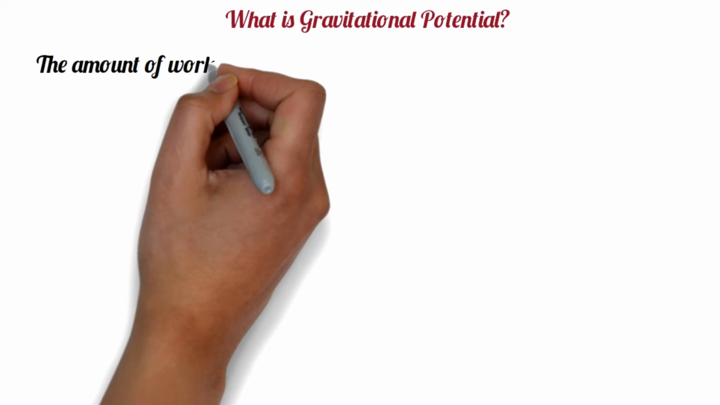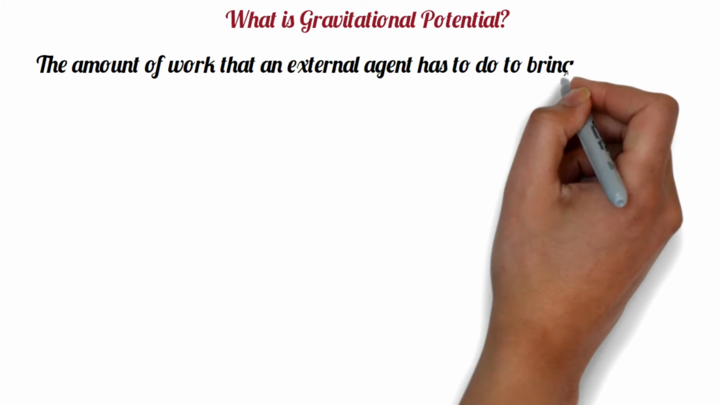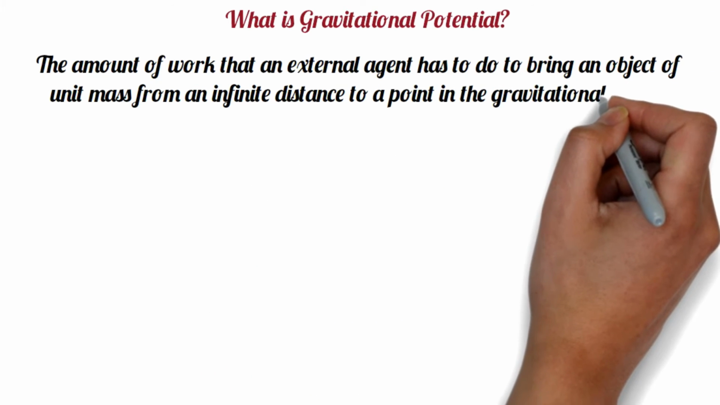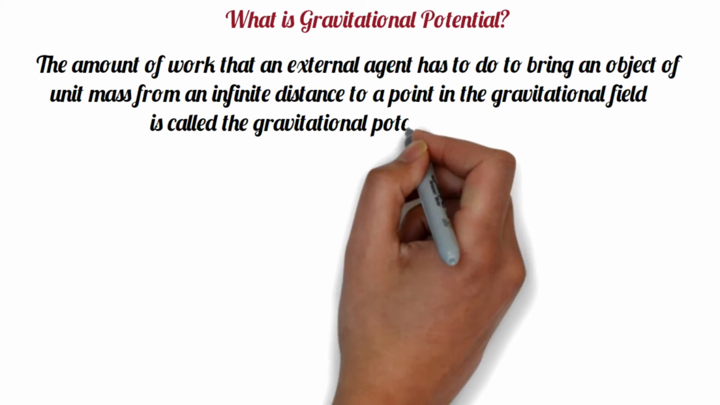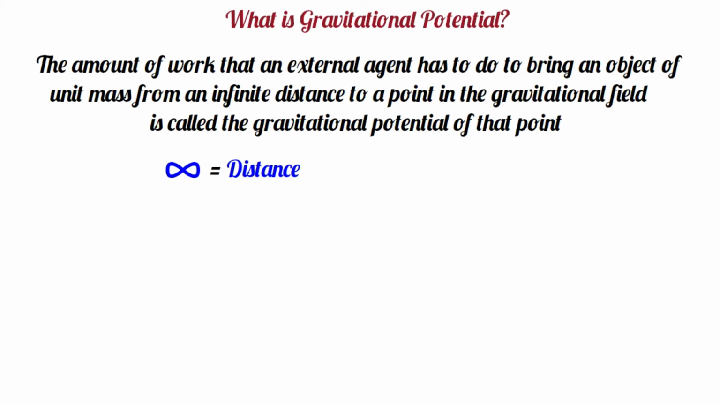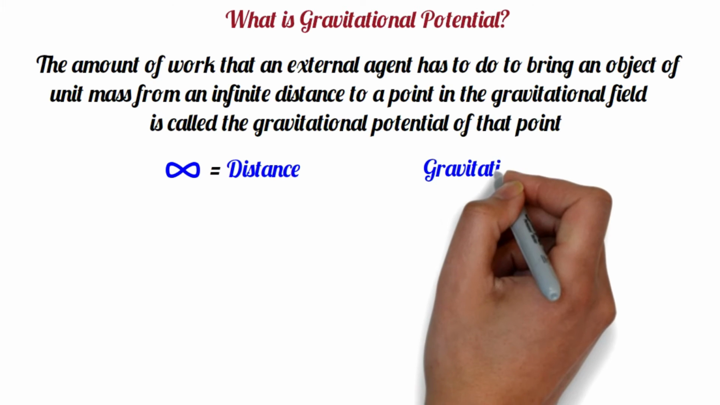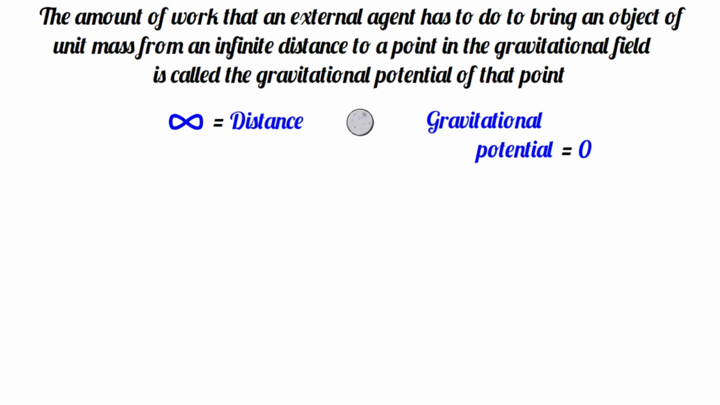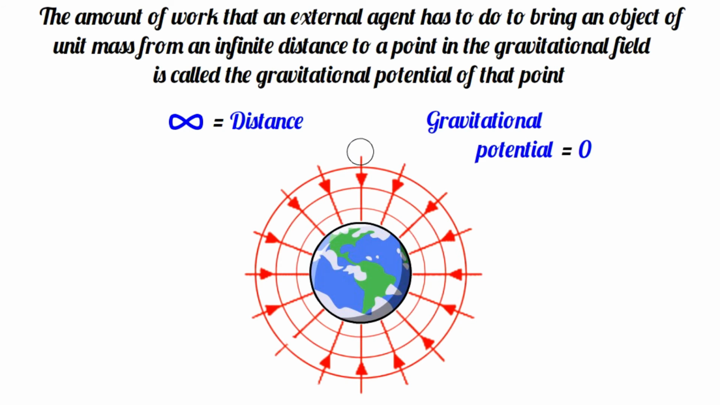What is gravitational potential? The amount of work that an external agent has to do to bring an object of unit mass from an infinite distance to a point in the gravitational field is called the gravitational potential of that point. At an infinite distance, that is, where there is no gravitational field, the gravitational potential is taken to be zero. When an object of unit mass is brought from there to a point in the gravitational field, the work performed is always due to the gravitational force.